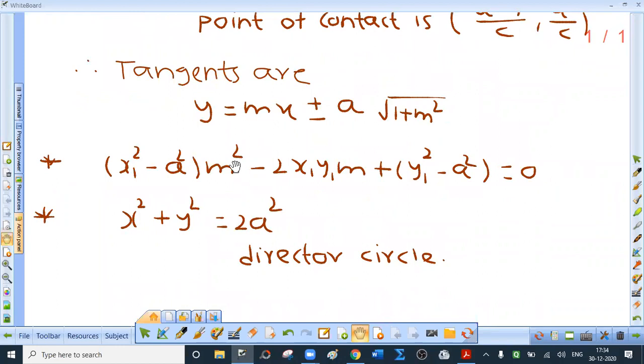Third part. In general, two tangents can be drawn to standard circle from a point x1, y1 in the same plane. Their slopes are roots m1, m2 of this quadratic equation. X1 square minus a square m square minus 2x1 y1 m plus y1 square minus a square equal to 0. And the last part, the tangents drawn can be perpendicular to each other. So the locus of points, tangents from which to the standard circle x square plus y square equal to a square are at right angles is again a circle. Its equation is x square plus y square equal to 2a square. It is called as director circle.